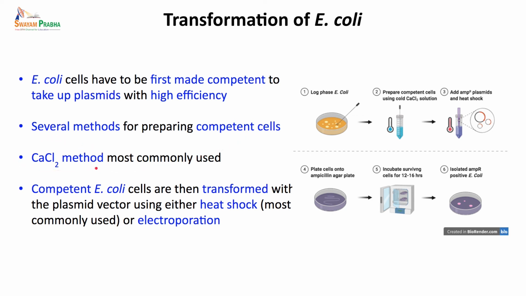The mechanism is not very well understood, but treatment with cold calcium chloride renders the E. coli cells more efficient in taking up the plasmids. So this calcium chloride method is the very commonly used method. And then these competent E. coli cells are transformed with the plasmid vector.